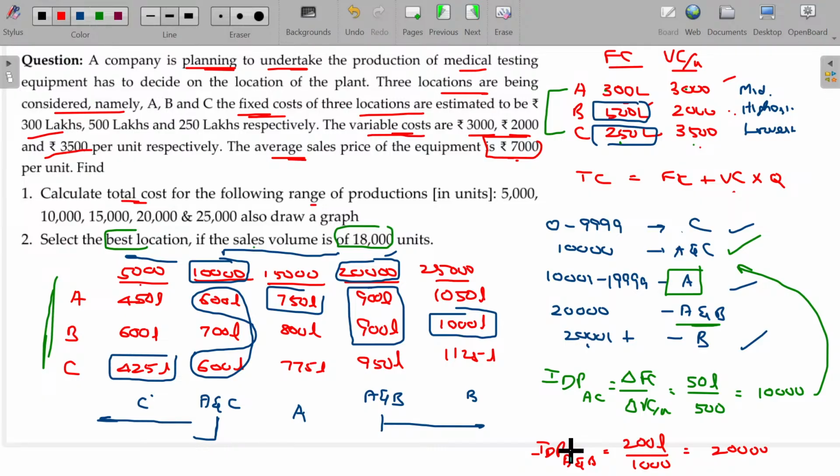Sir, will I be able to get the indifference point between B and C, sir? Try indifference point between B and C. The fixed cost between B and C being 500 and 250, the difference being 250 lakhs, divided by the difference between these two variable costs being 1,500. What's the ultimate value?